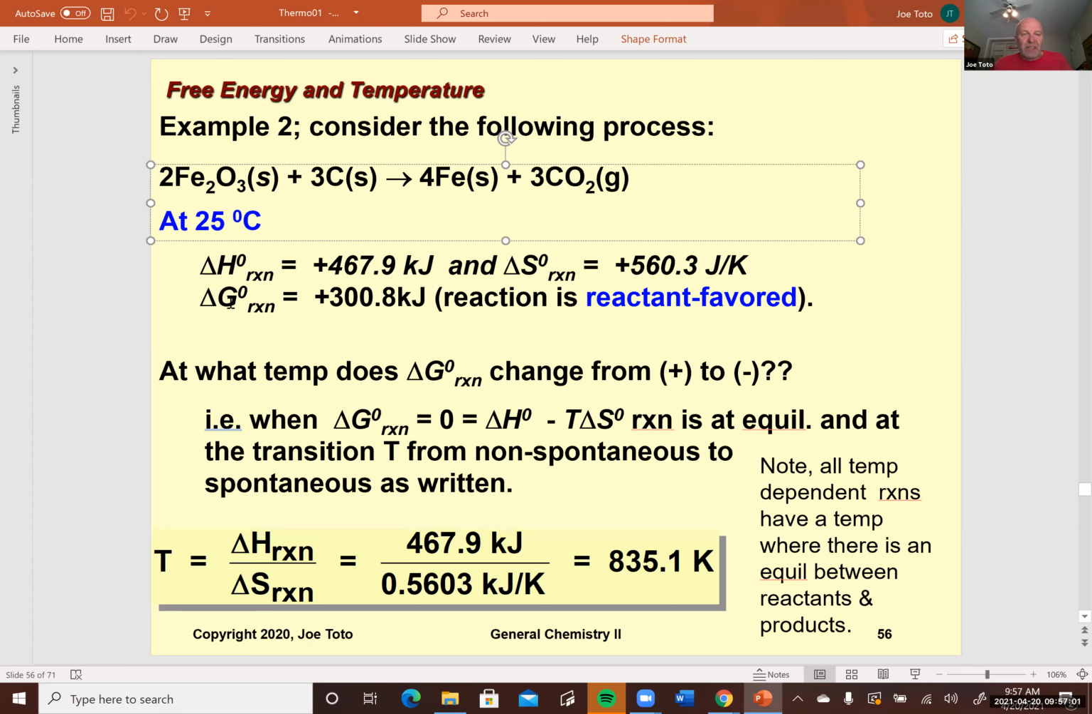At 25 degrees, delta G is plus 300. So what does that mean at 25 degrees? 298 Kelvin. Yep, at 298 Kelvin. So is this reaction spontaneous at 298 Kelvin? No, because it's a positive. All right. So what temperature would it be spontaneous at?